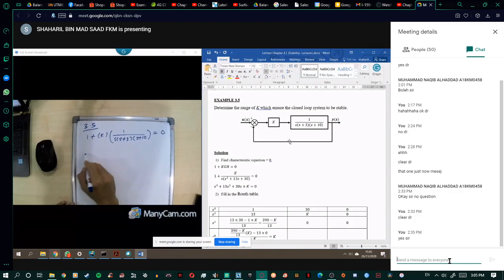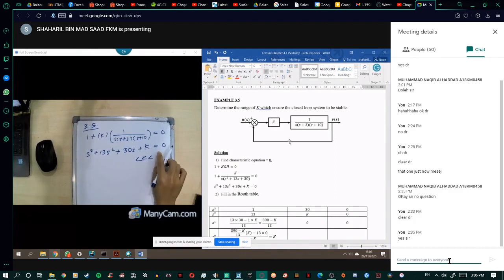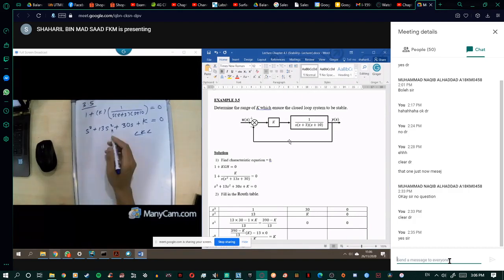Now you got s squared plus 13s plus k equal to 0. So the question is to determine the range of k, the range of k to ensure that the system is stable. This is our system, 1 plus kgh here. So we can use the root table here.